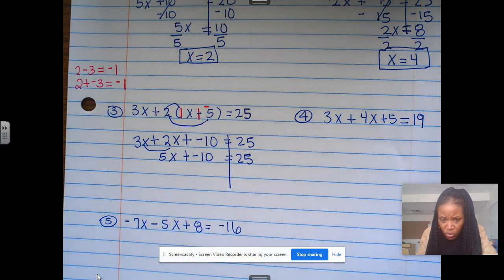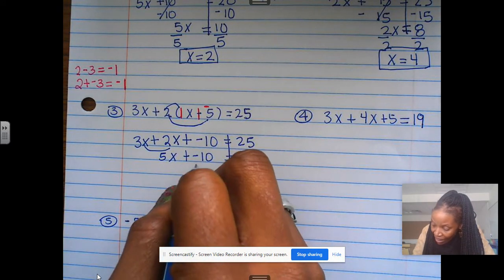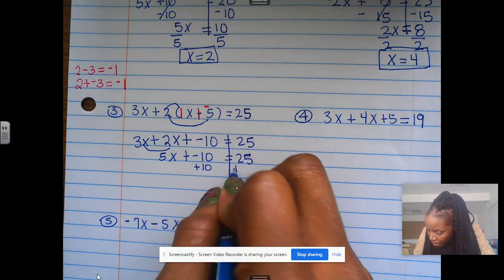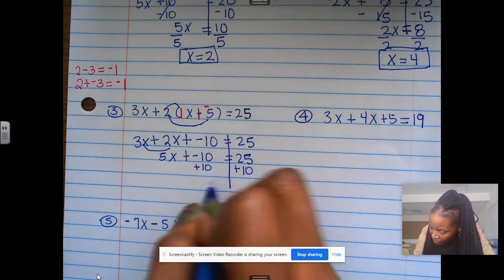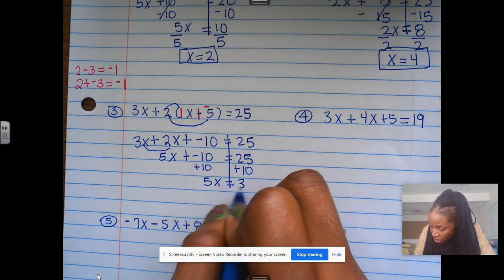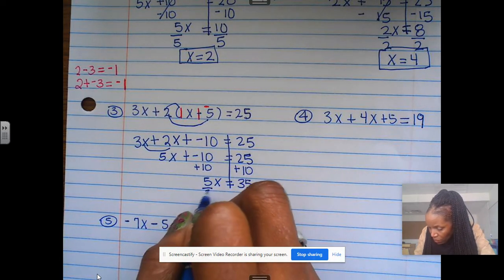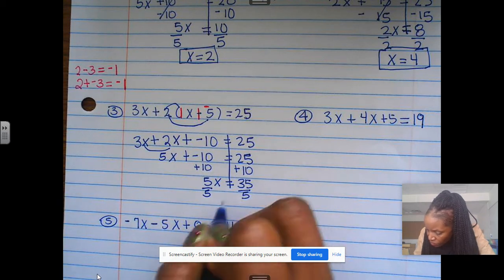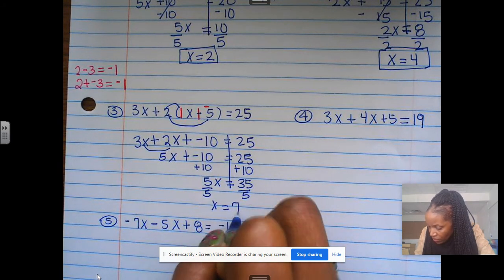And then I'm back to doing what I do. But this is a negative 10. Remember, you have to look at negatives like subtractions. So basically, this is being subtracted, so I'm going to have to add 10 on both sides. And then I'm going to bring my 5x down, equals 25 plus 10 to give me 35. Divide by 5, divide by 5. So x equals 7.